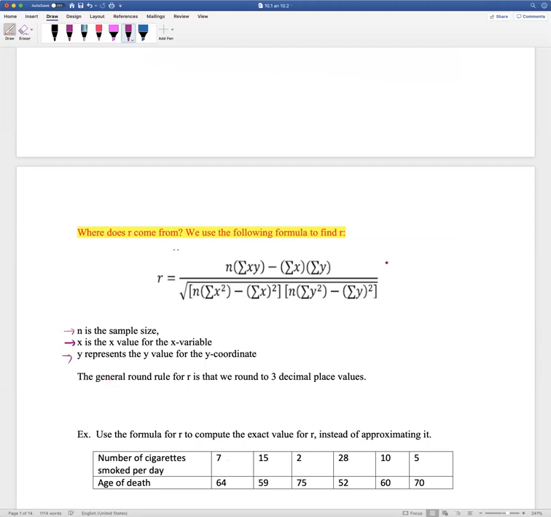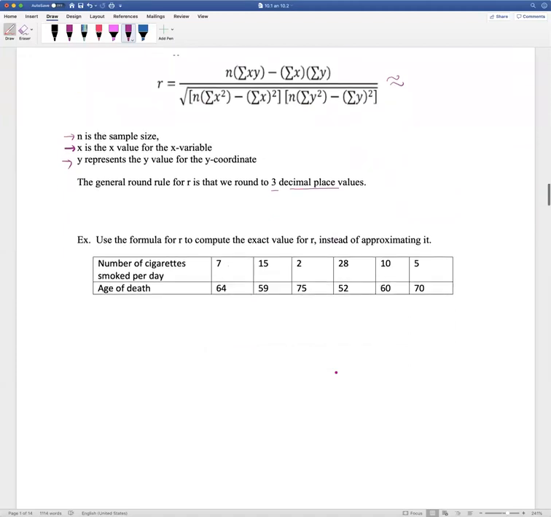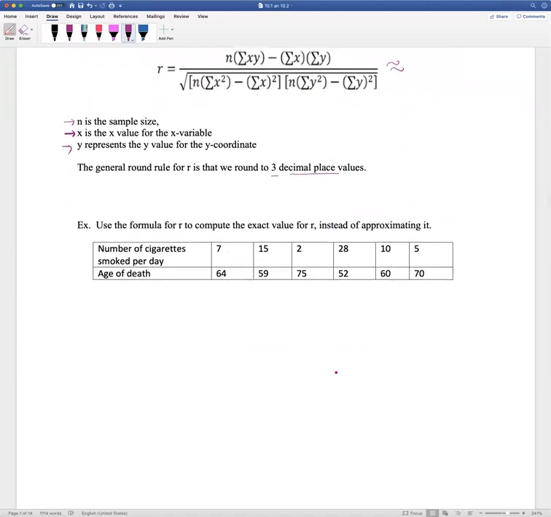The general rule is that when we figure out what R is, we round it to 3 decimal places. Just like in Z values, we always round to 2 decimal places, and for T values we round to 3. For R, we always round to 3 decimal places. For this example, make sure you have a calculator on you. Let me go grab my calculator. For this example, we're going to use the formula for R to compute the exact value.